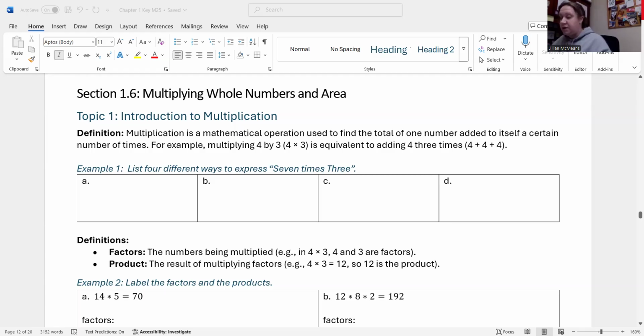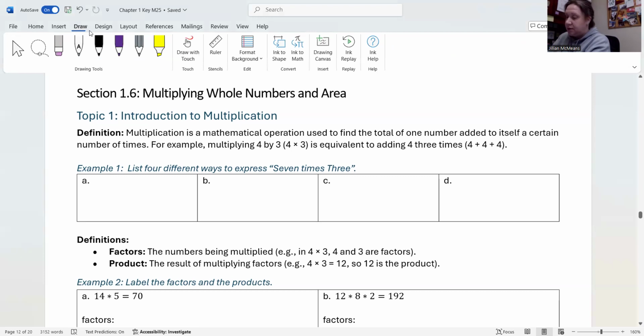So our first example here, it says list 4 ways to express 7 times 3. Well, if we want to think of this idea of multiplication being the same thing as repeated addition, that's what this is right here. This is repeated addition. And that's kind of what multiplication is. It's a shorthand way of writing repeated addition.